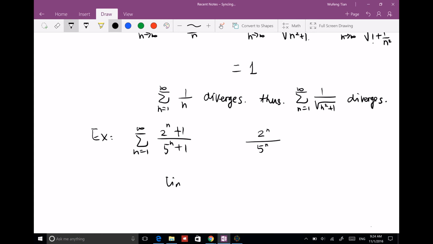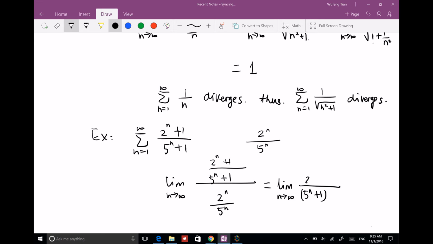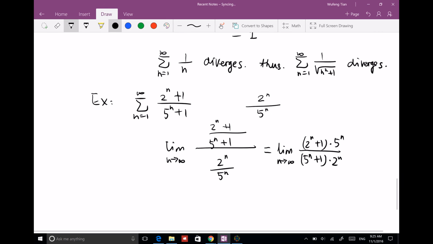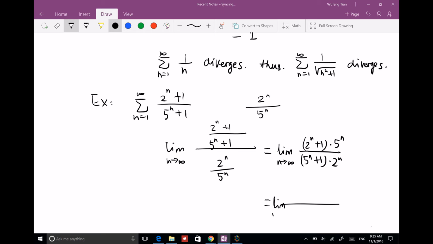Okay, perfect. So the limit as n goes to infinity, we compare the whole thing: 2 to the n plus 1 over 5 to the n plus 1, divided by 2 to the n over 5 to the n. So we find the limit as n goes to infinity. You multiply up: 5 to the n plus 1 times... 2 to the n plus 1 times 5 to the n, keep, change, flip. So you get the limit as n goes to infinity of 10 to the power n plus 5 to the power n over 10 to the power n plus 2 to the power n.